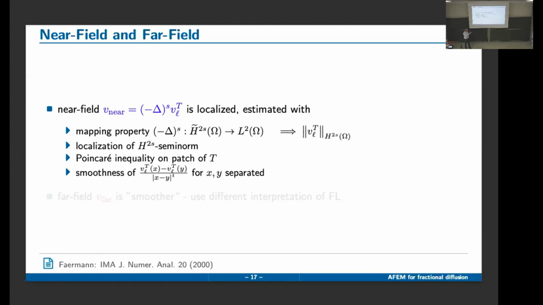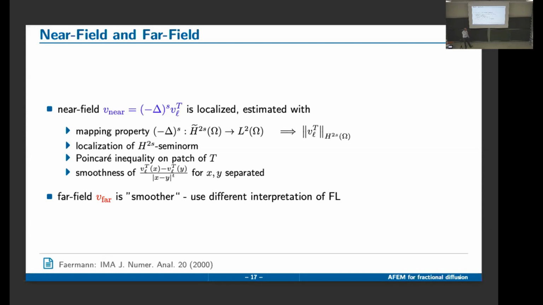But still, this guy here actually lives on T, but you also have elements which are not T, so far away. But if elements are separated, you can also use that such quantities for x and y separated are actually smooth. This goes into the proof. Okay, so not more on the near field. What about the far field? I said the far field will be something smoother. So actually, we had one element, and think about the fractional Laplacian with something like x minus y. So if x and y are separated, you get something smooth. Okay, so this will be the main idea behind that.